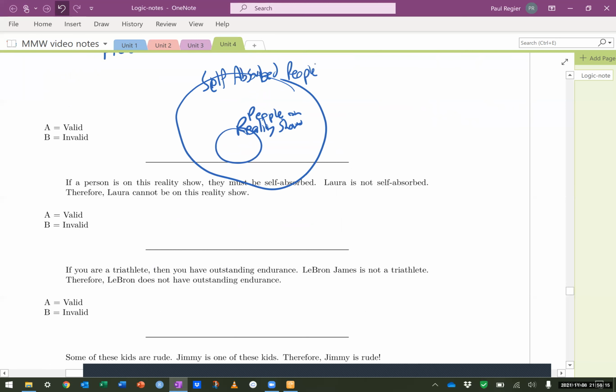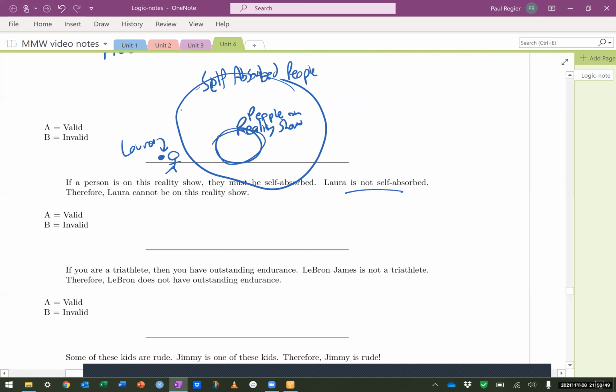Okay, so Laura is not in the reality show people. So Laura is somewhere outside. She could be in the set of self-absorbed people, or she could be outside the set of self-absorbed people. We don't know. But, oh wait, she's not self-absorbed. I have to correct that. If she's not self-absorbed, she's outside of this whole set. Okay, so here's Laura outside the set.